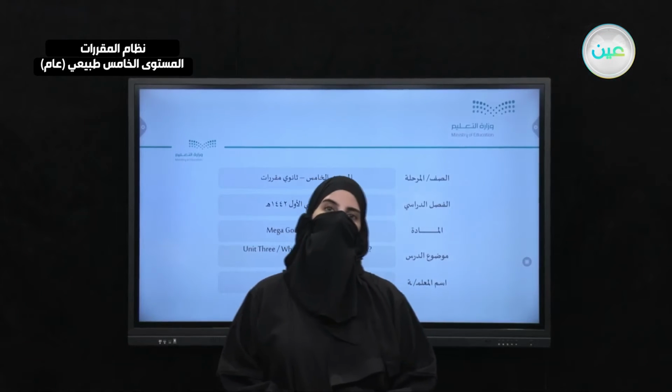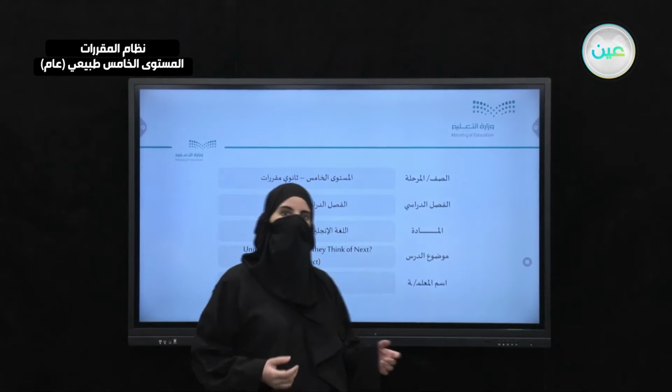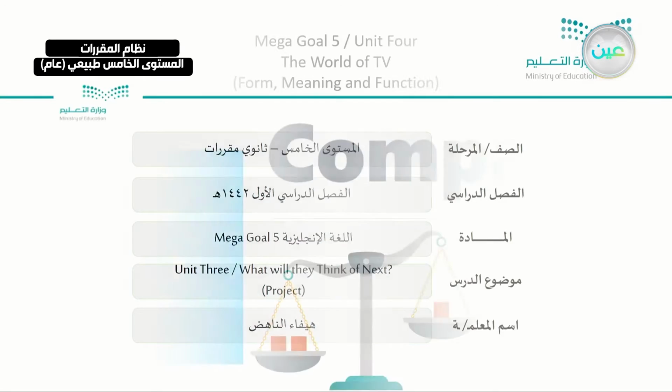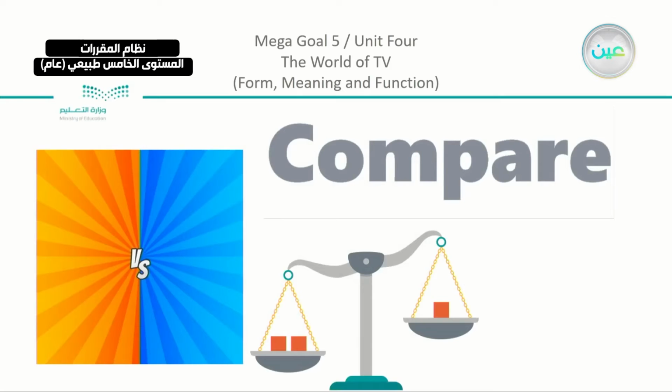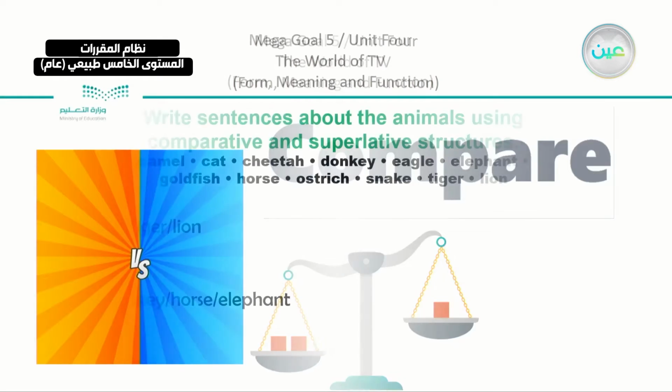Yesterday we took the form, meaning, and function. Our lesson was about comparing. Now we took 4 structures. 3 of them were comparing, which were the positive degree, the comparative degree, and also the superlative degree. And we used the comparative form, but not for comparing, but just to show one action is a result of the other. Okay, now we have the exercises in the book.